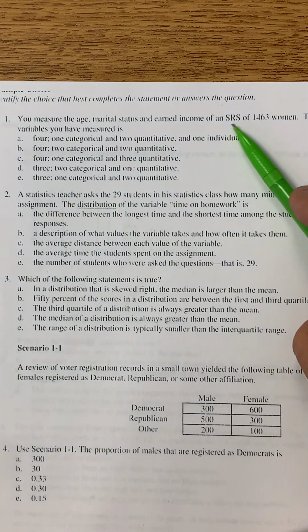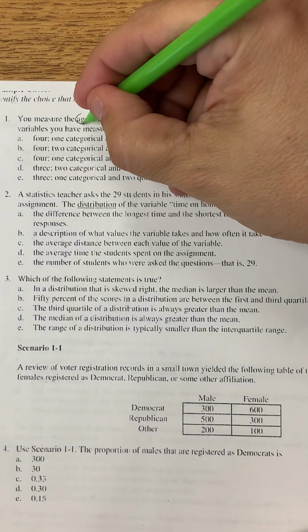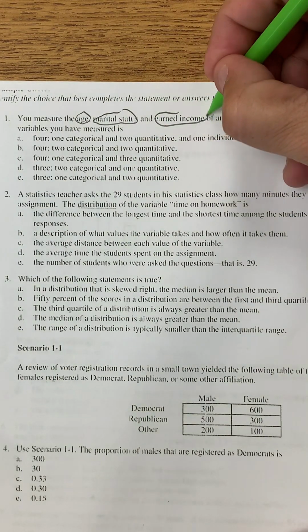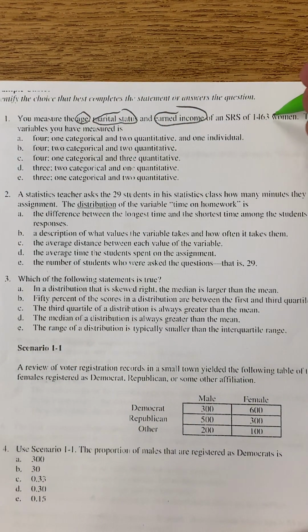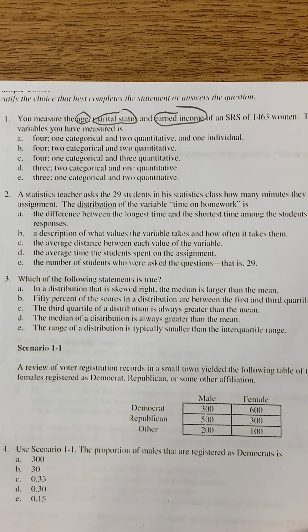All right, so right here it says you measure the age and marital status and earned income of an SRS, which we haven't done yet, but that's a simple random sample of 1,463 women. What is the number and the type of variables you measured? All right, so we measured age, marital status, and earned income of 1,463 women. So that's it right there. Those are the 3 categories.